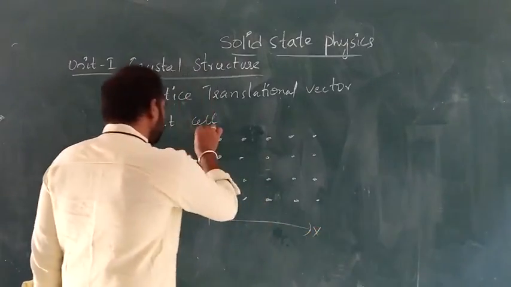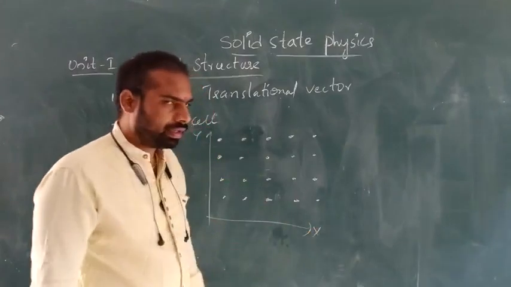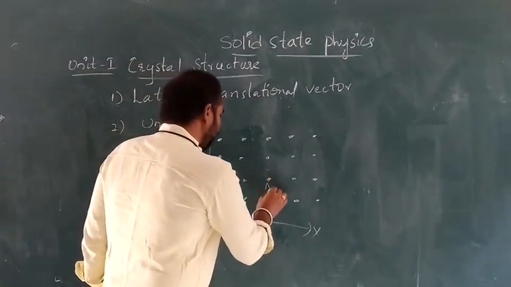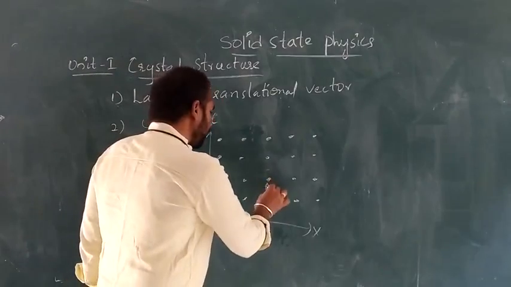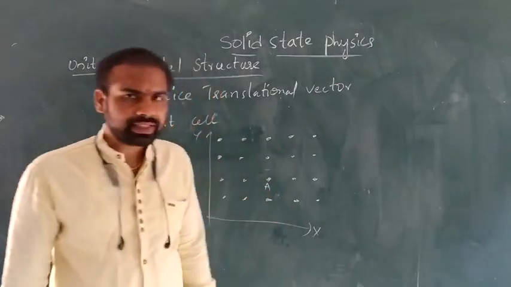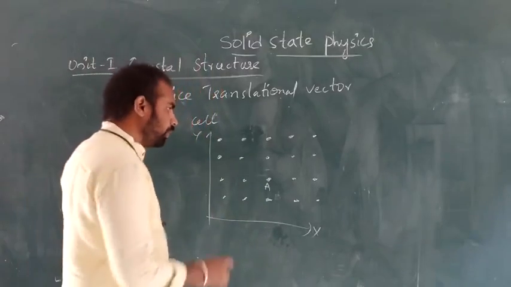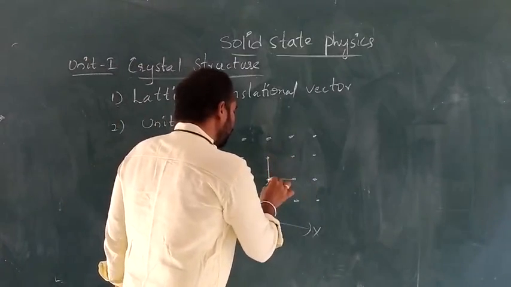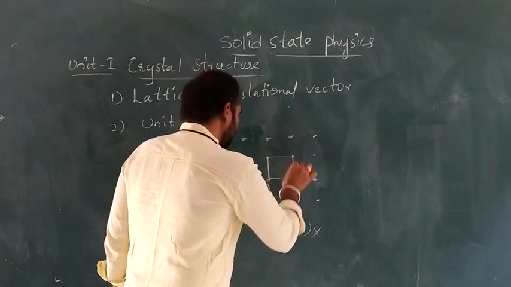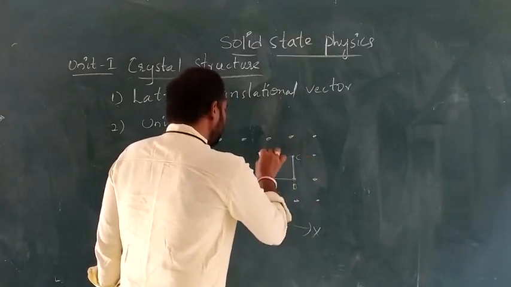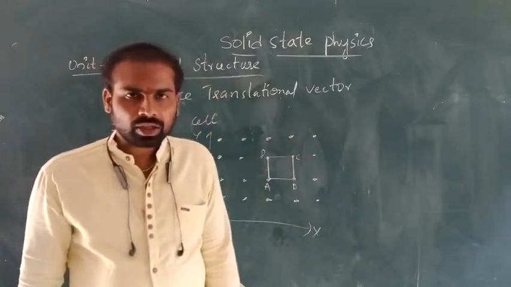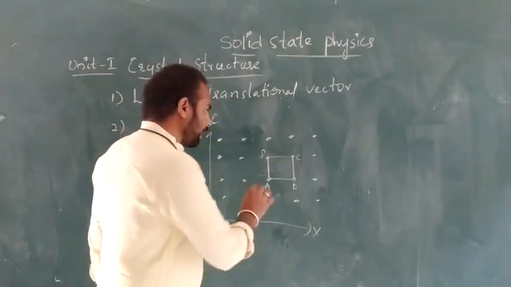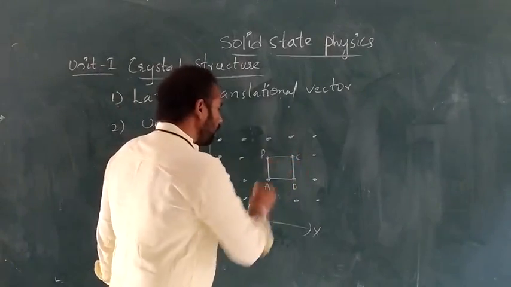X and y axes in a space, a two-dimensional space lattice. Now let us consider one point A as an origin. Now if you take the distance between the nearest points, let us consider A, B, C, D. These are non-collinear points, that is, they do not lie on the same line. A, B, C, D are non-collinear points.